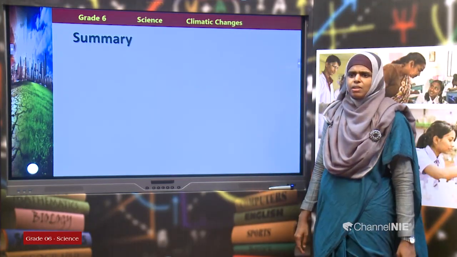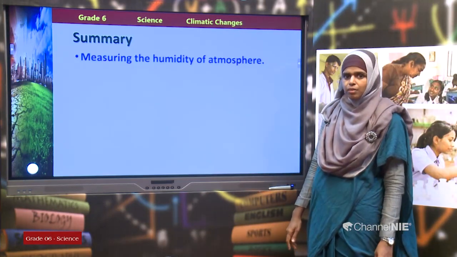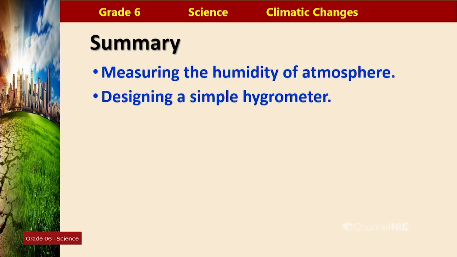Let's see what we have learned today. Yes, children, at the beginning of the lesson we learned about humidity. What is humidity and how to measure humidity, and we designed an apparatus to measure the humidity. We call it a hygrometer. We designed a simple hygrometer in order to measure the humidity of the atmosphere.